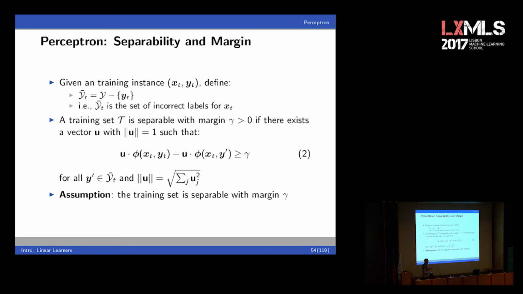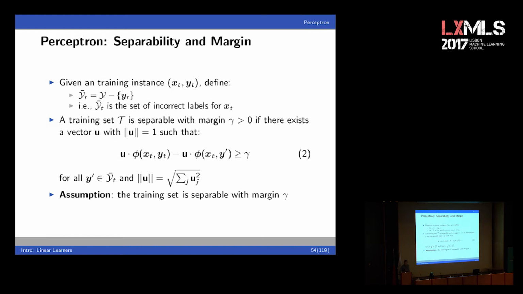So you can separate the correct example from all the others by a margin greater than 0. A margin of 0 would be, okay, I can just do it right, but a margin greater than 0 means I'm doing it right, and I have a little bit of confidence that I'm doing it right.